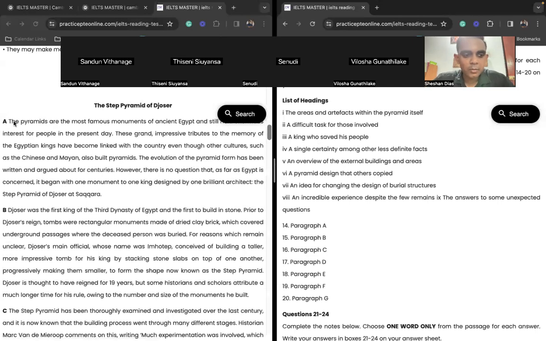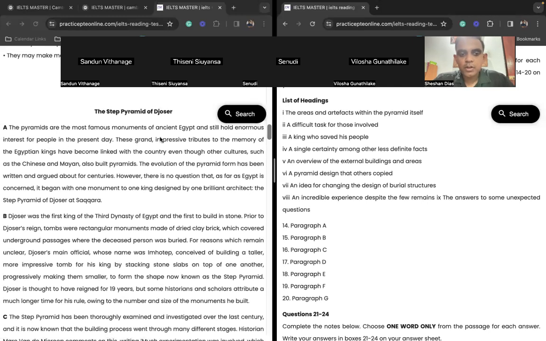Let's take an example. The pyramids are the most famous monuments of ancient Egypt and still hold enormous interest for people in the present day. These grand, impressive tributes to the memory of the Egyptian kings have become linked with the country, even though other cultures such as the Chinese and Mayan also built pyramids. The evolution of the pyramid form has been written and argued about for centuries. However, there is no question that as far as Egypt is concerned, it began with one monument to one king designed by one brilliant architect, the step pyramid of Djoser at Saqqara.